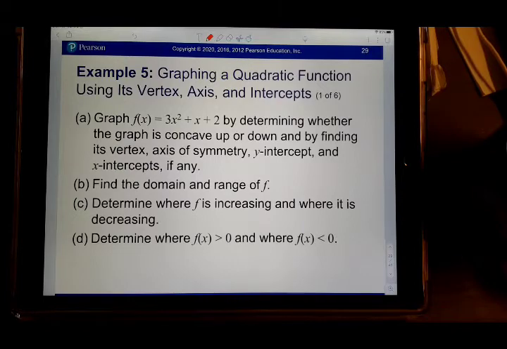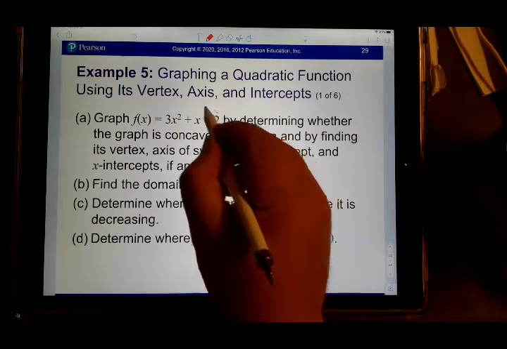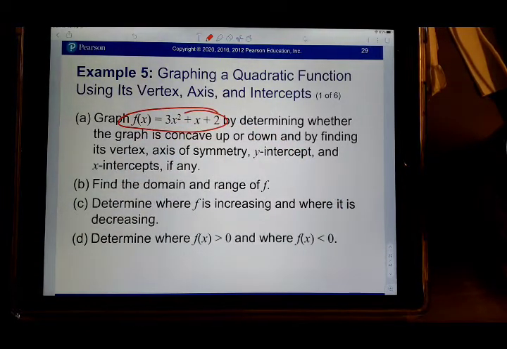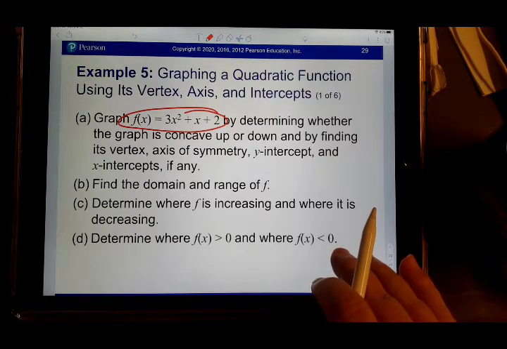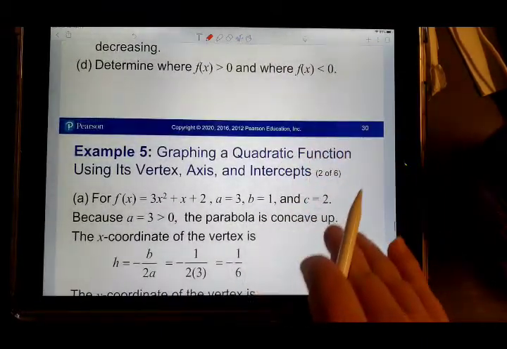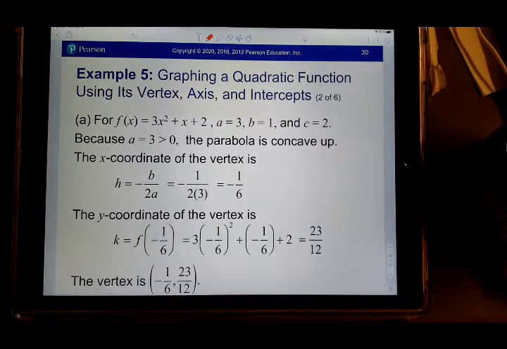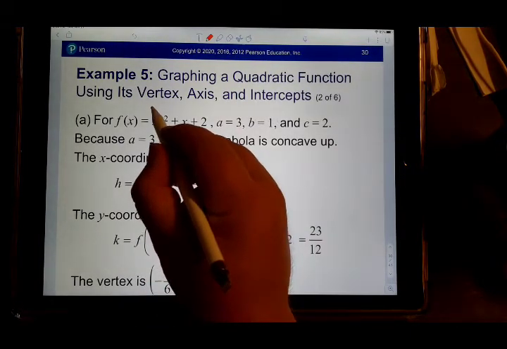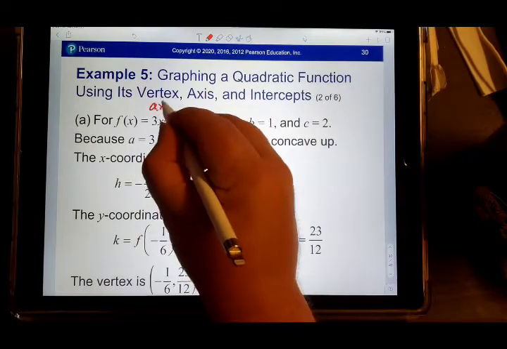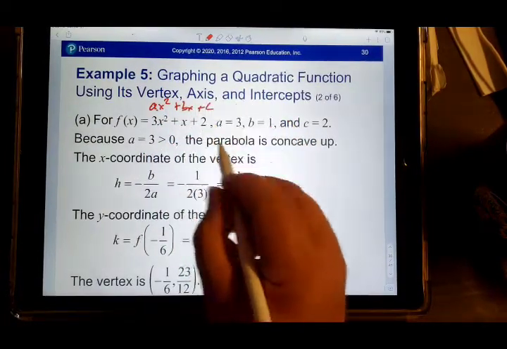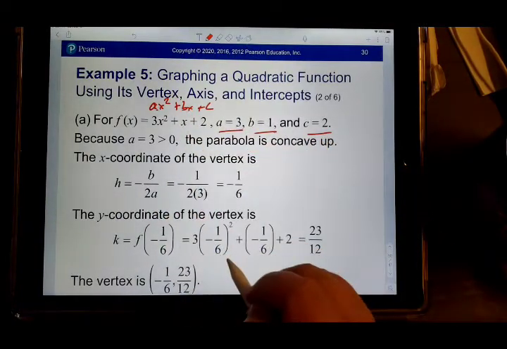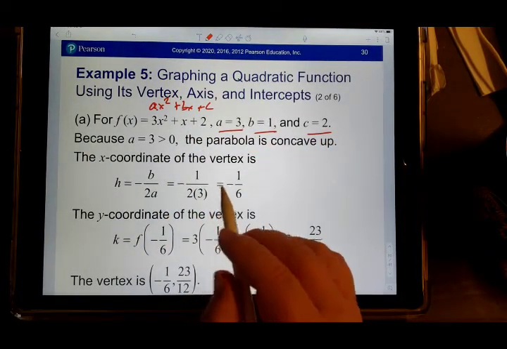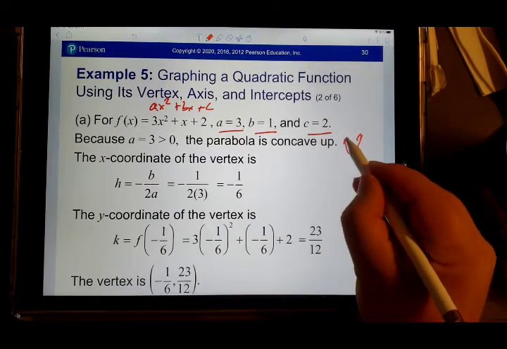All right, yet another example. F of x equals 3x squared plus x plus 2. We want to determine the graph, if the graph is concave up or concave down. You know the drill from here. ax squared plus bx plus c. A is equal to 3, b is equal to 1, c is equal to 2. Since a is positive, the graph is concave up.